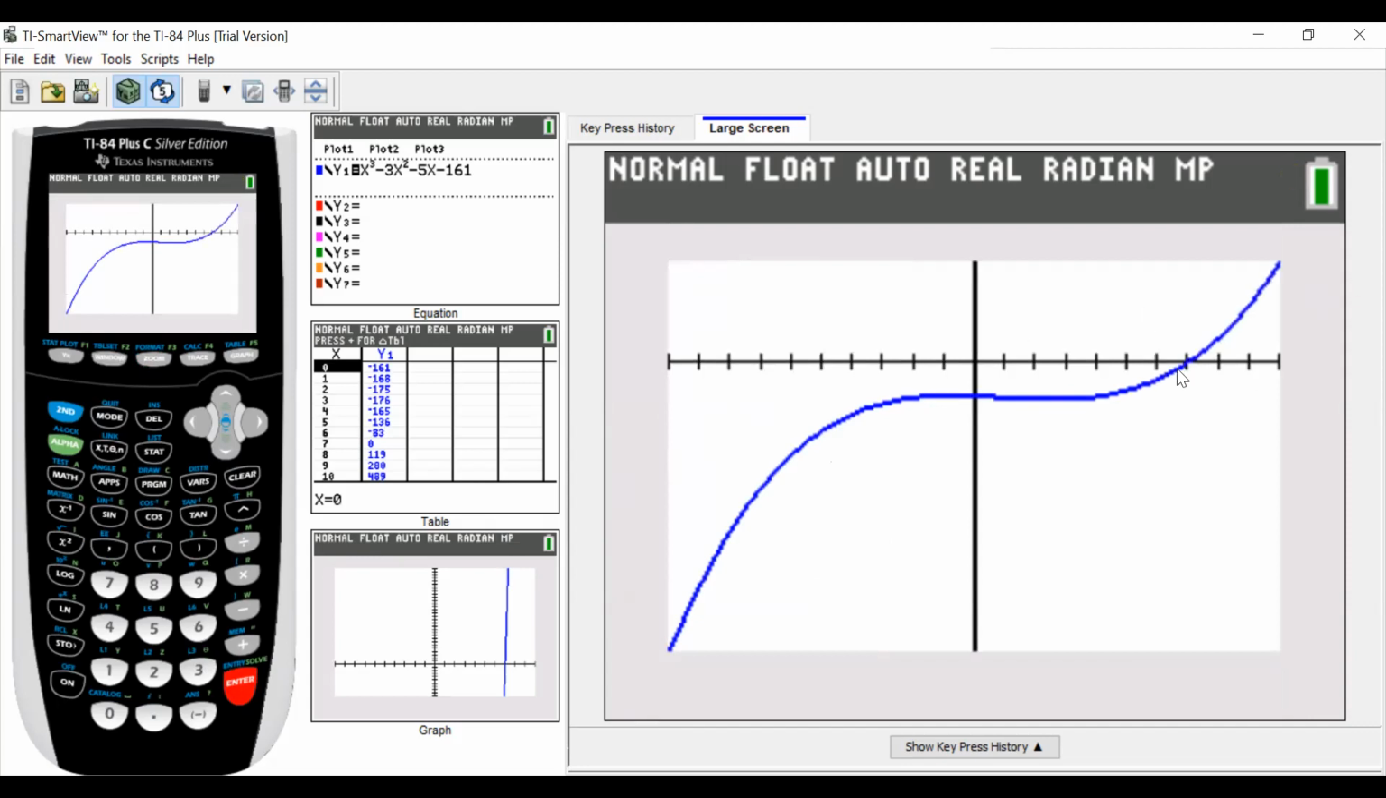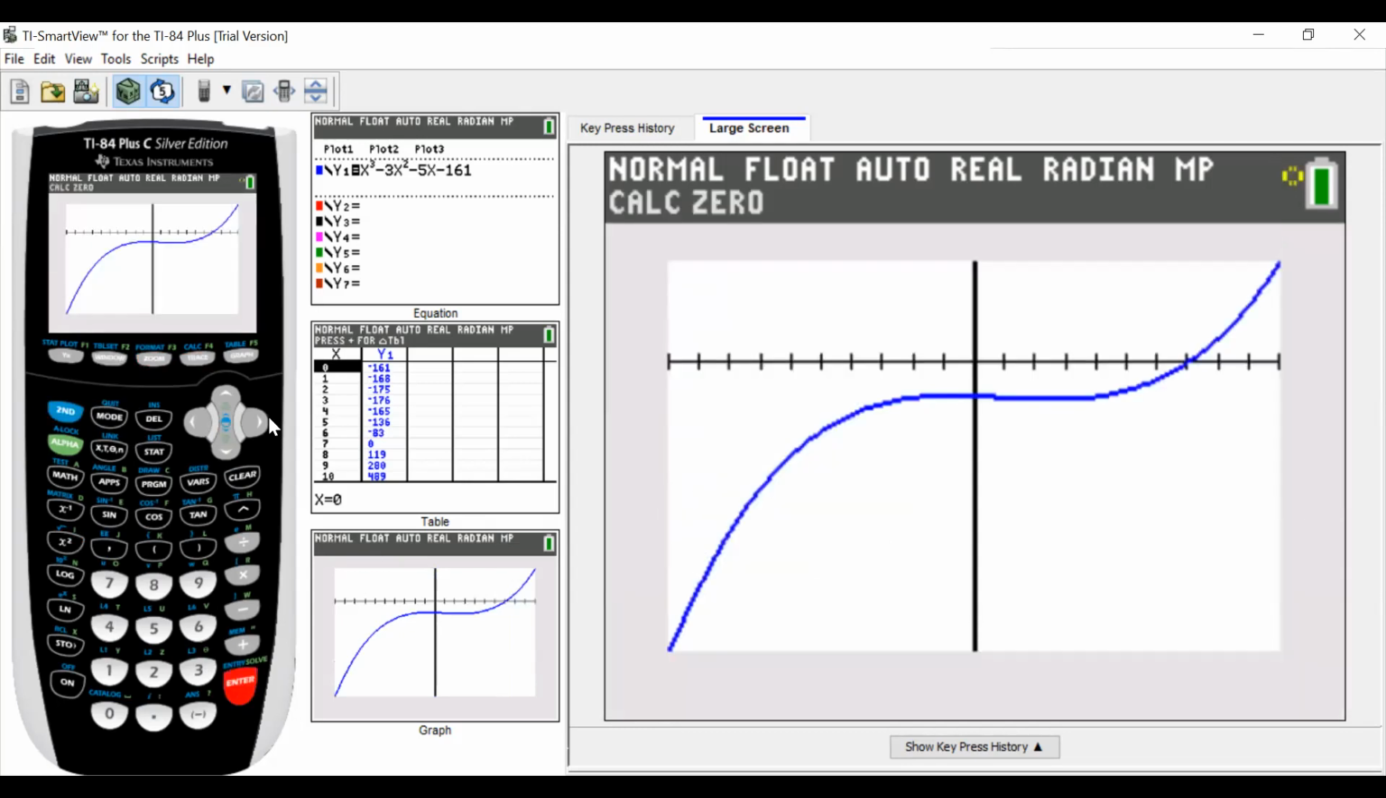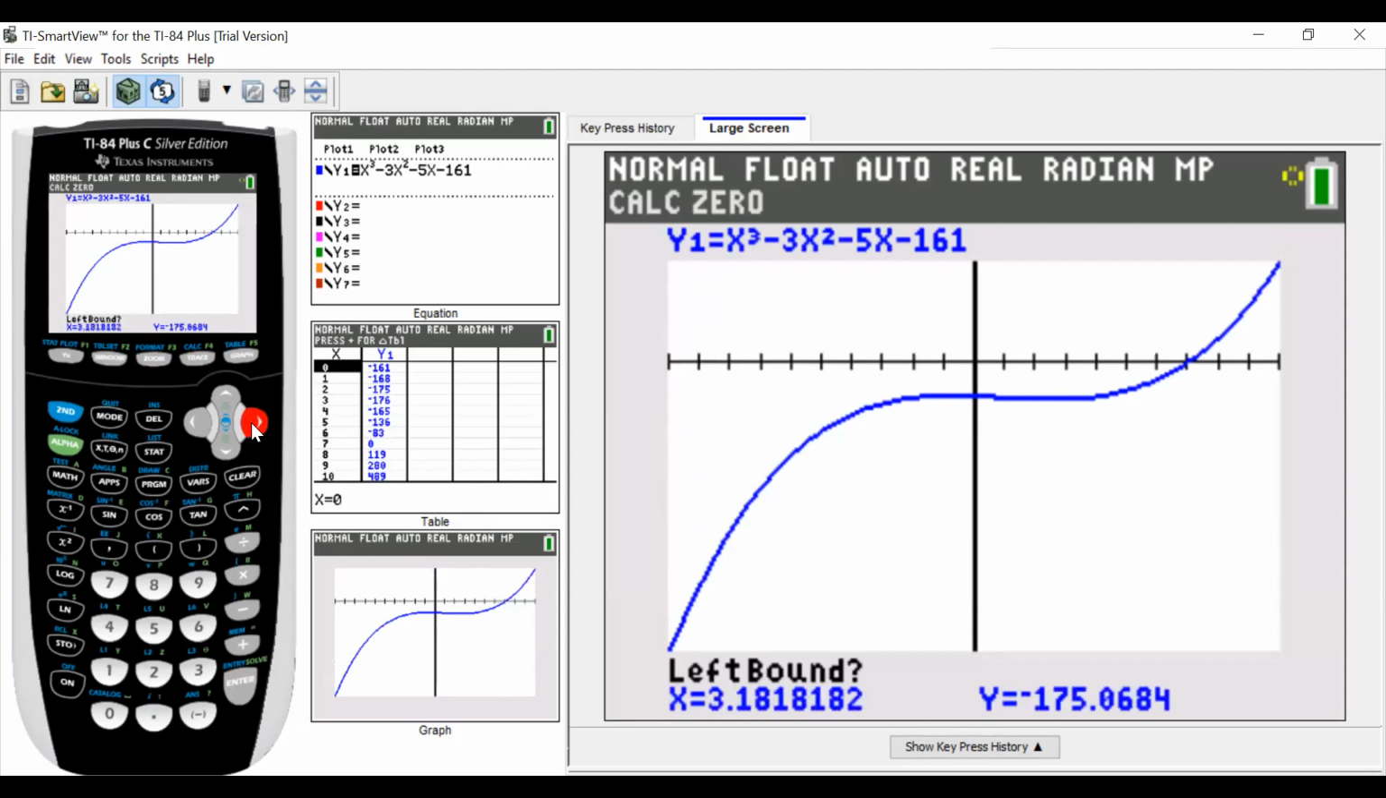You see where it hits this part right here, it's 1, 2, 3, 4, 5, 6, 7. So your x is equal to 7. If you're not sure and you don't believe me, go to second trace, then go to zero, and move your cursor right below the x-axis. Hit enter, see the little triangle there? Then go above the x-axis, hit enter the second time, and you have the second triangle. Hit enter the third time and it makes an estimate. Look at this: x equals 7 and y equals 0, which is exactly what you want.